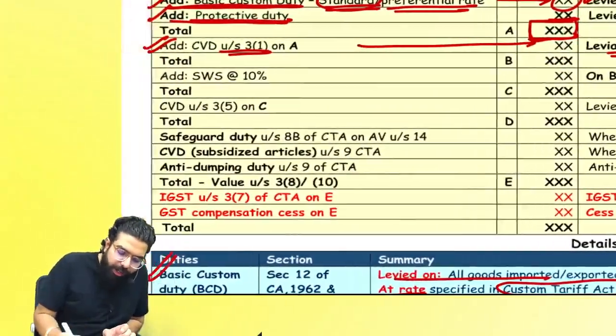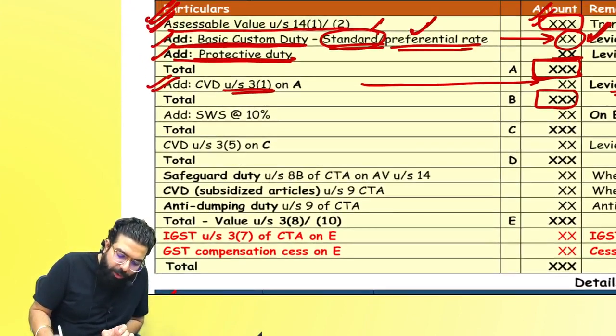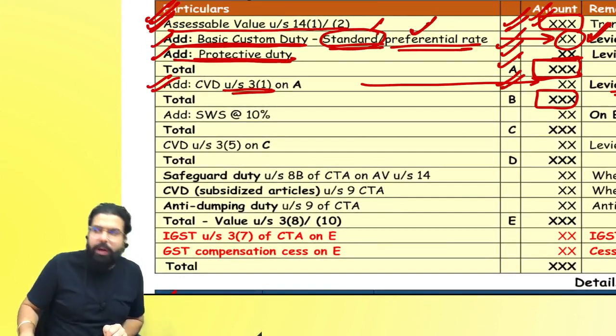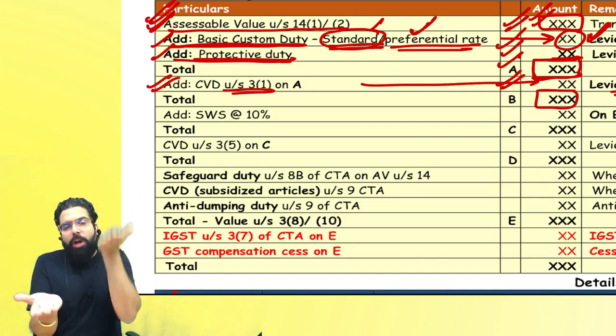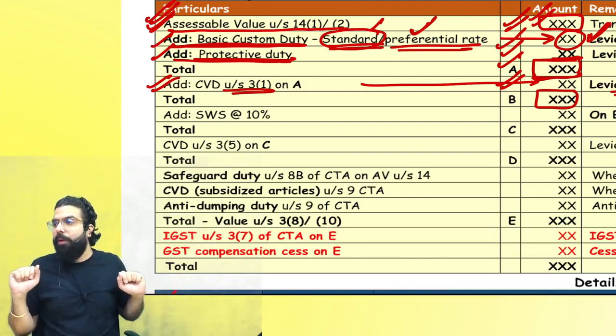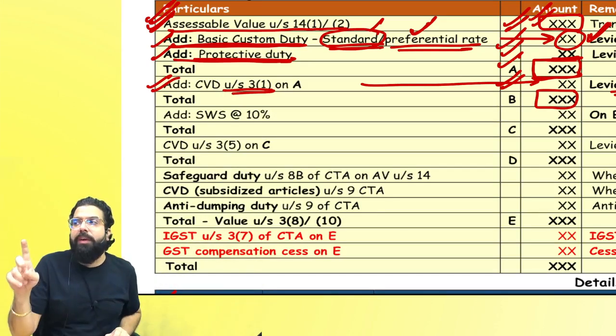The next one over here is the total that will come. What is the total, everyone? Assessable value, basic custom duty, protective duty, total came. On the total, you levy CVD 3.1. Basically, on those items in India on which excise duty is there, if you import, that much excise duty is there, that much we levy as CVD 3.1. CVD 3.1 is also on alcoholic liquor for human consumption, which the government notifies.